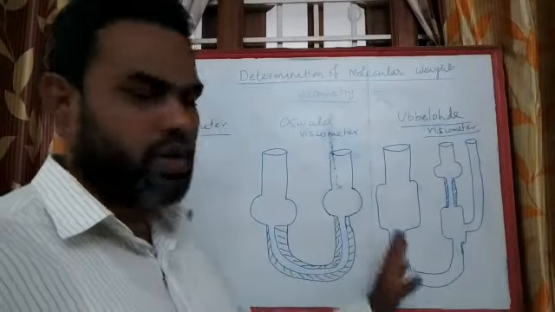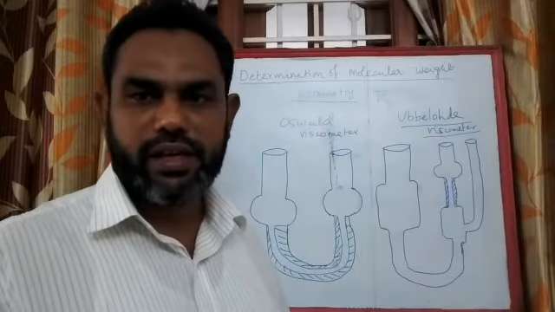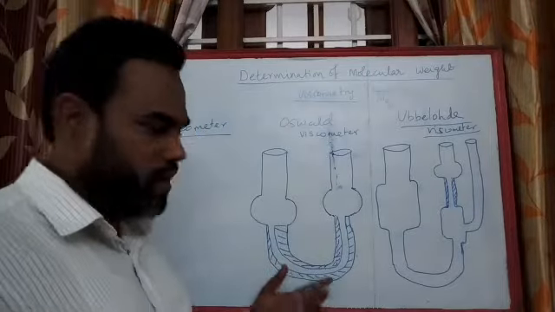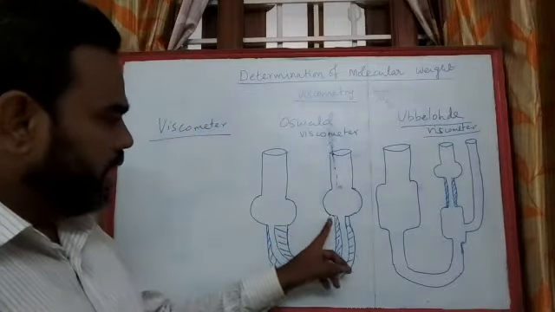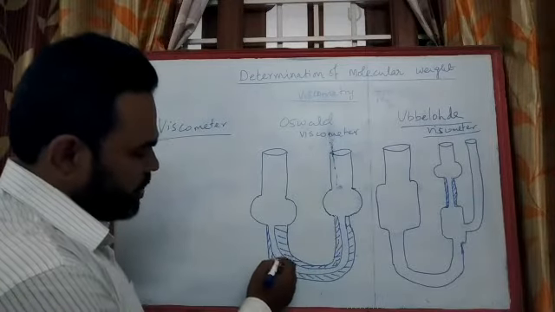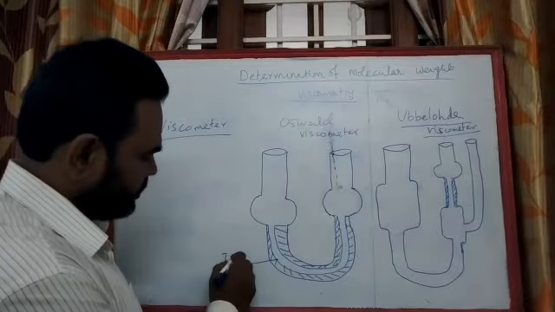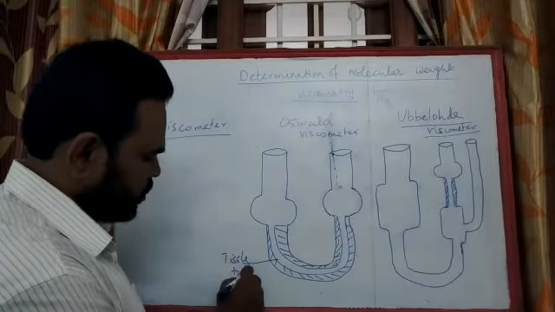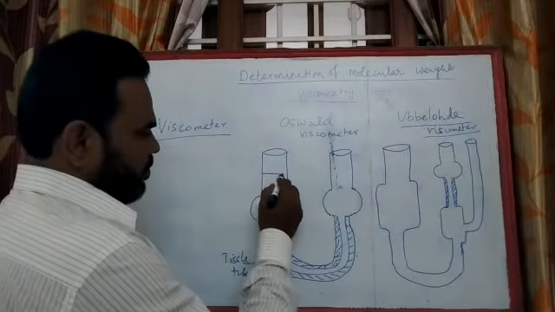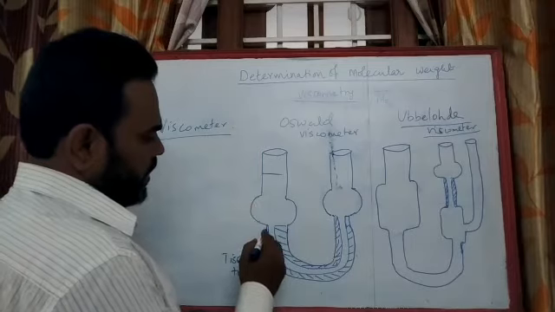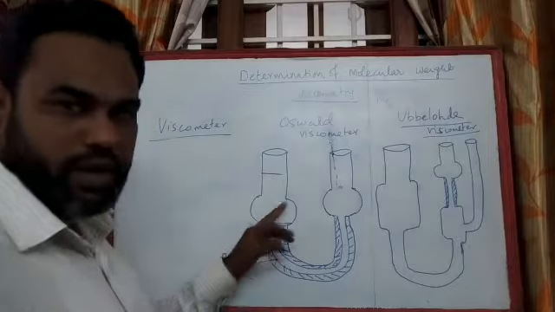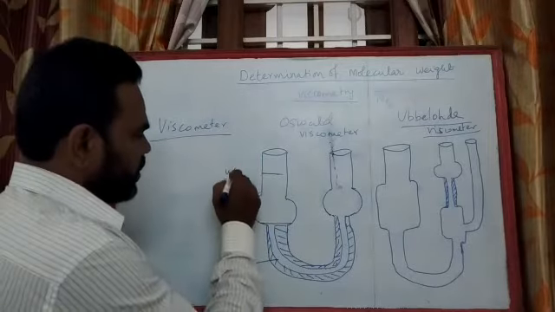Both viscometers have their own advantages and limitations. The first one is called the Ostwald viscometer, where you can find a bigger bulb and a smaller bulb, and these two bulbs are connected by a small capillary tube. In the bigger bulb, you will find marks: one is an upper mark, another is a lower mark.